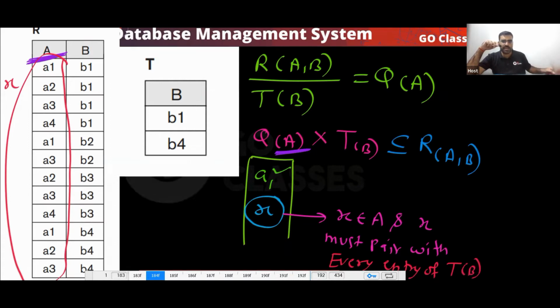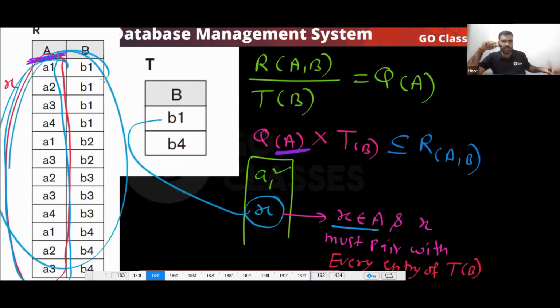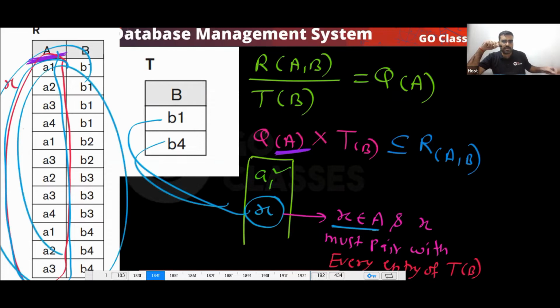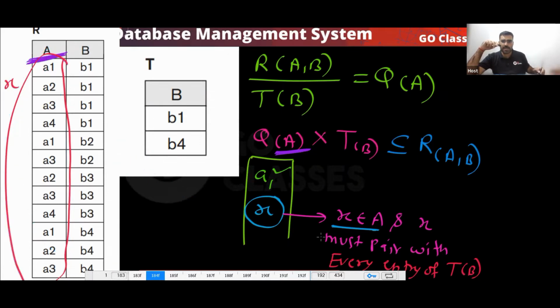Is this clear to everyone? So this x must belong to here. X should come from here. And whatever x I put here, xb1 should be here, and xb4 should be here. So this is what I'm saying: x belongs to A, and in R, x must pair with every entry of TB. Clear or not? So in this direction also you can go.